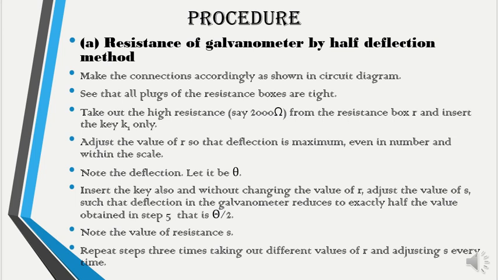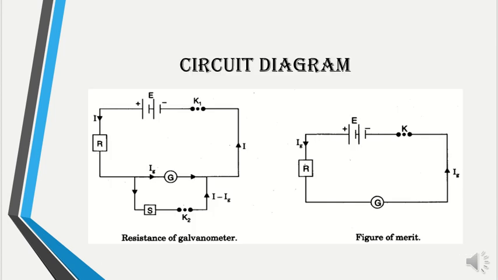Then, by giving a high resistance R, a deflection is produced in the galvanometer, and we have to note the resistance and the deflection in the observation. By getting the deflection theta, we calculate the half deflection theta by 2, and we adjust the value of the shunt resistance accordingly. We have to repeat this experiment 3 to 4 times, and the connection should be the same as the circuit diagram.